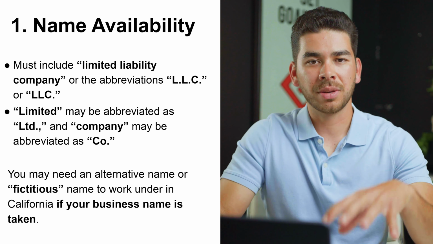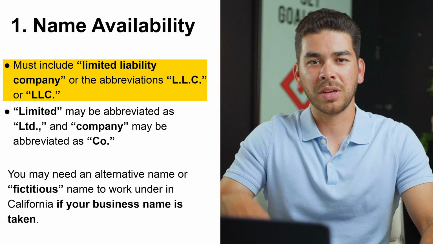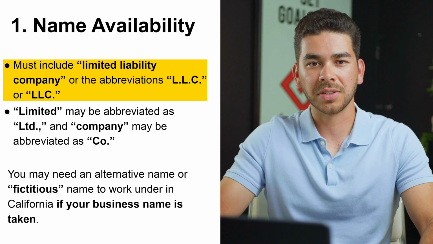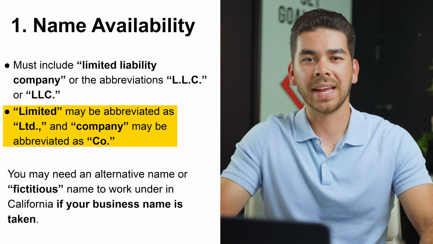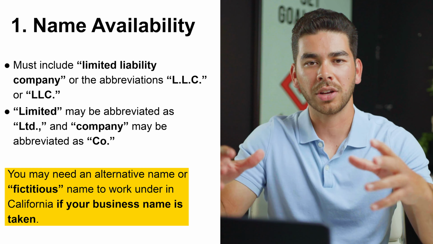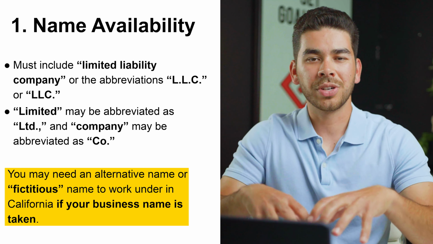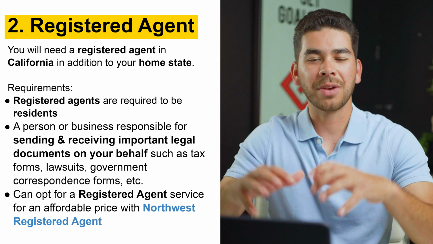In California, here are some of the guidelines for naming your LLC. It must include the words limited liability company or these abbreviations for LLC. Limited may also be abbreviated as LTD, and company can be abbreviated as Co. In the case that your name is already taken in California, you'll have to work under a fictitious name. This is just an alternate name that you will choose, and you'll have to know it later in your application form. Step number 2 is to get a registered agent.